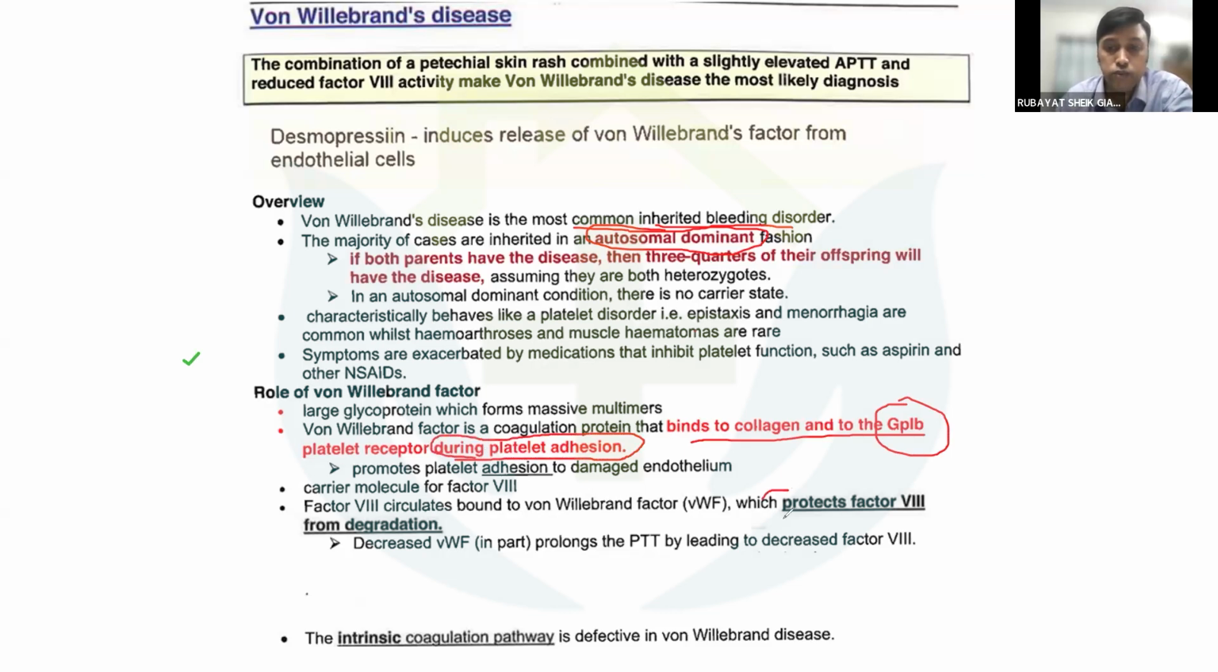It also protects factor 8 from breaking down. So a deficiency of von Willebrand factor will prevent platelet adhesion following endothelial injury. It will also not allow factor 8 to function properly. So that's why you have a bleeding problem following von Willebrand factor deficiency.